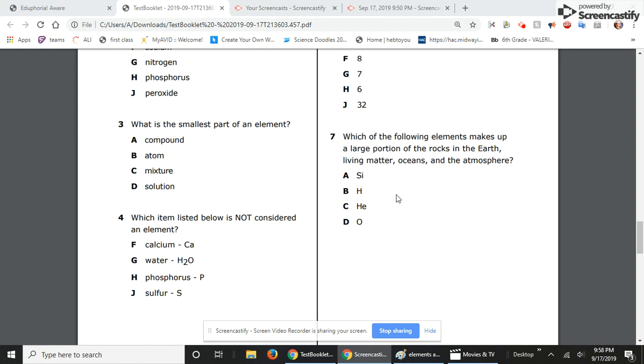All right, number 7. Which of the following elements makes up a large portion of the rocks in the earth, living matter, oceans, and the atmosphere? A, Si. B, H. C, He. Or D, O? If you need to pause and go back to any of the first 7, you can do that now. If not, I'm going to go on to the last 3 on the back.